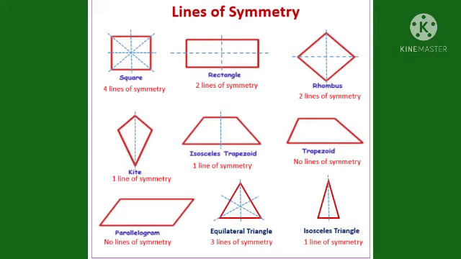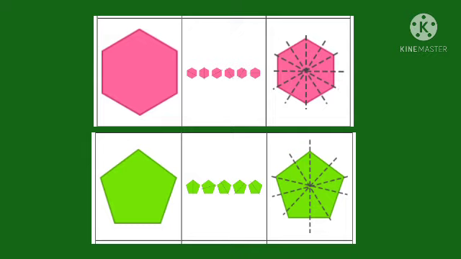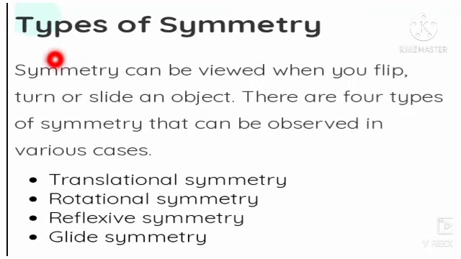Children, recall what the shapes are and how many lines of symmetry they have. And also children, recall that a hexagon and pentagon have infinite number of symmetry. Children, now let us see the types of symmetry.